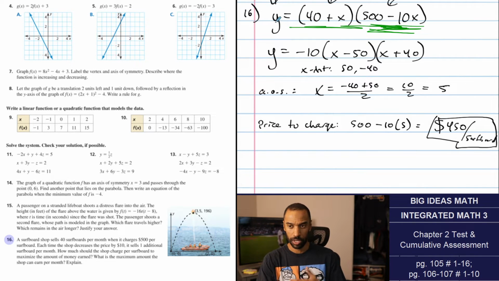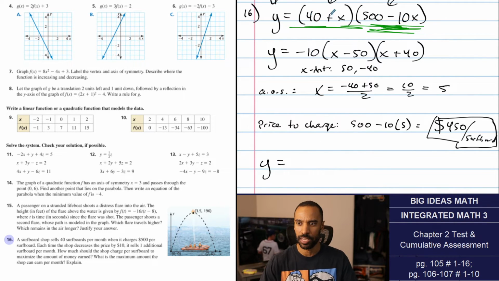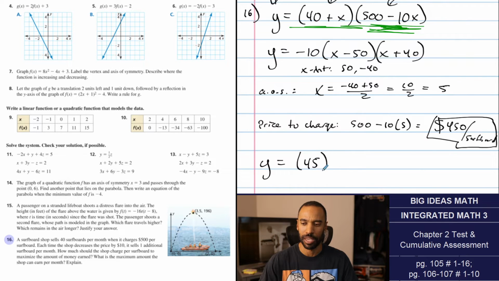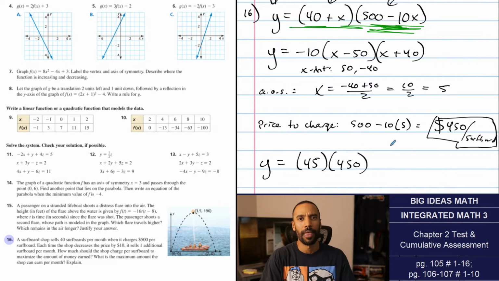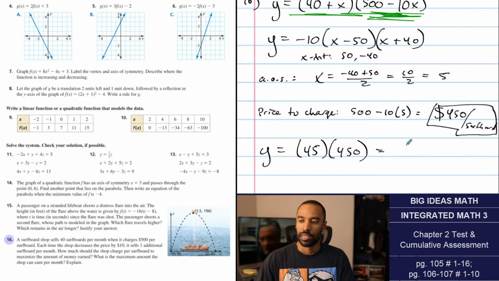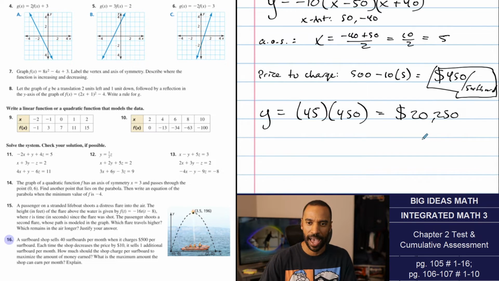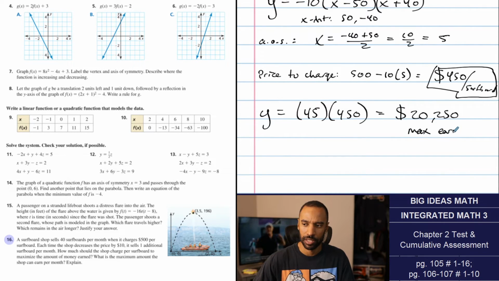Now, how many will you sell in general? You have to substitute 5 into the entire equation. So y equals, we already know that's 450, and 40 plus 5 is 45. So 45 times 450, I always forget what 45 squared is, so I have to multiply that. I think it's 2025? I can't remember. So 450 times 45, 2025. So this is $20,250 max profit, max earnings in a month. So that's the most you can get there.